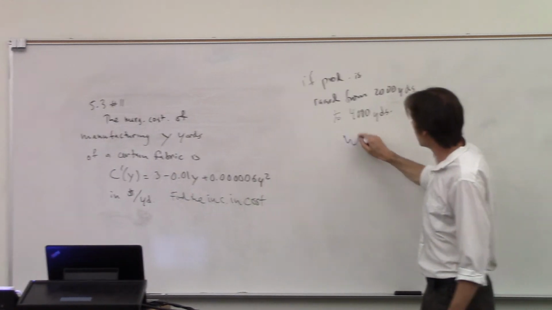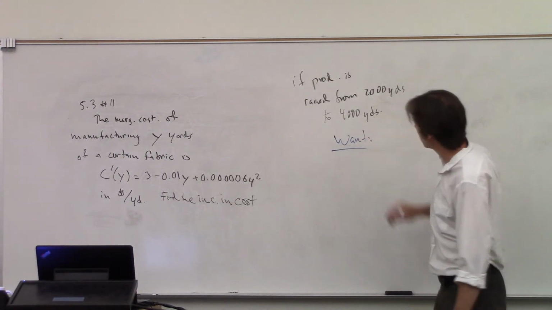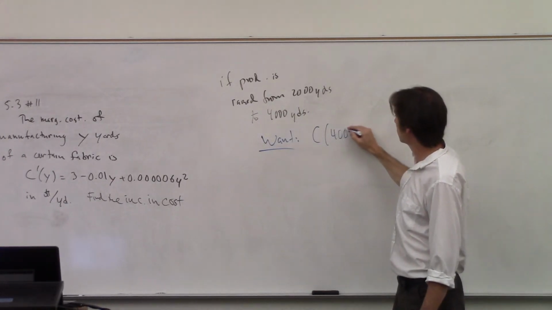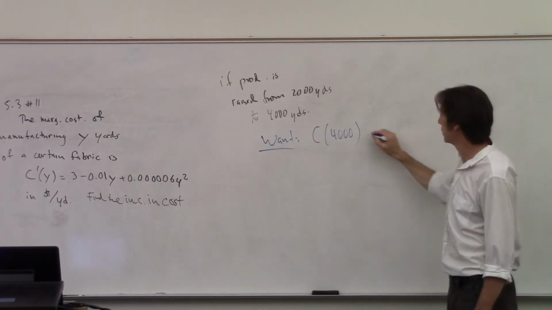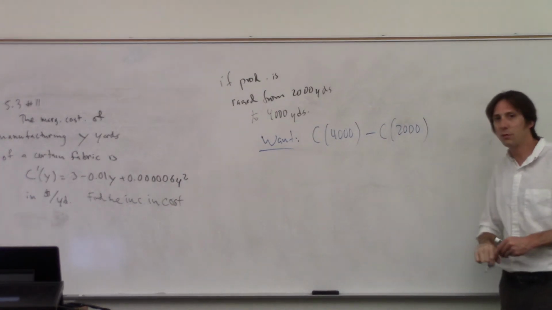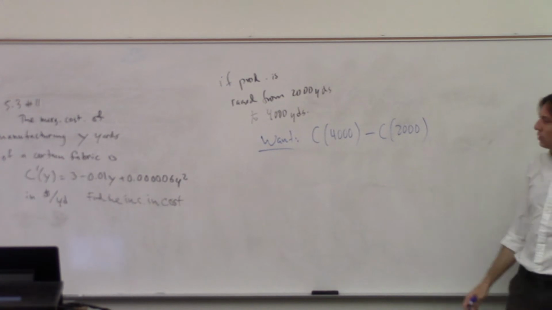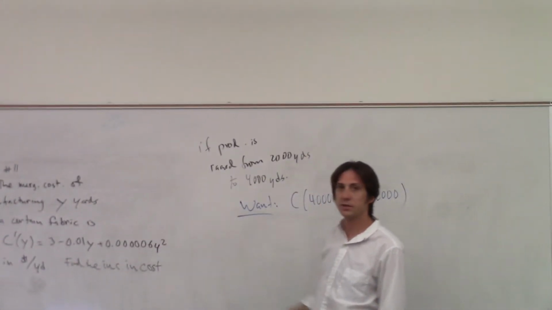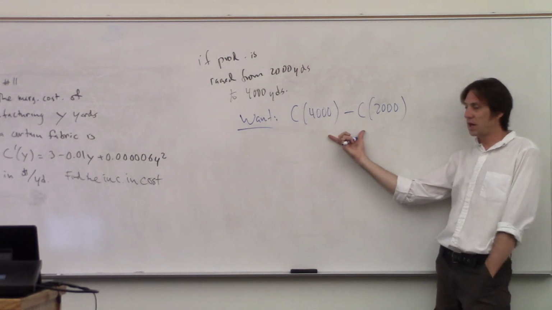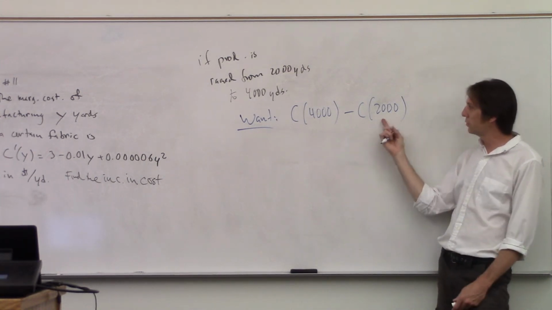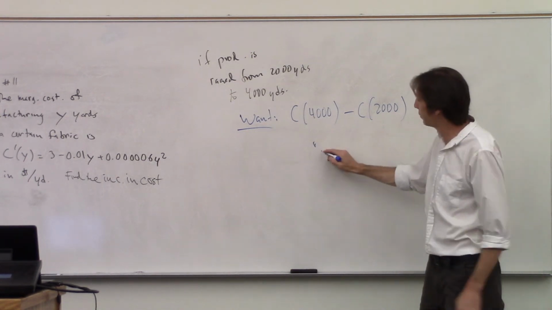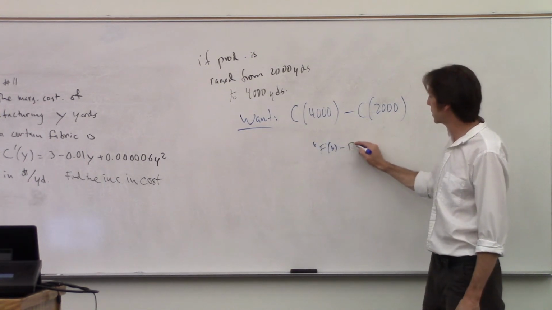So what we're asked to find here is the difference between the cost of producing 4,000 yards and the cost of producing 2,000 yards. The problem is I don't know what the cost is. But what I do know is the marginal cost. So because this is what I want, the change in cost from going from 2,000 to 4,000 yards of production, but this is a difference, I'm thinking about this as capital F of b minus capital F of a.